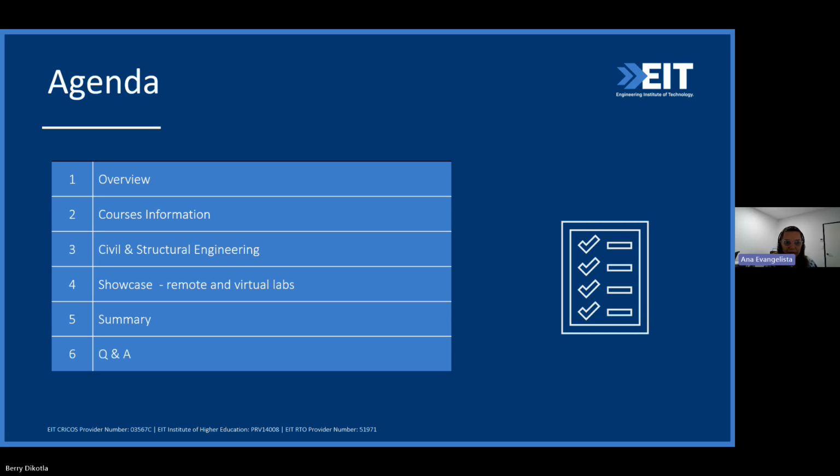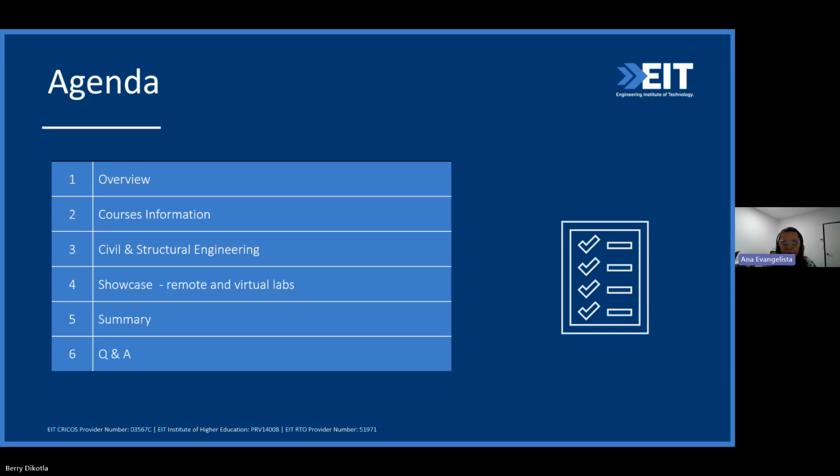Thank you very much, Barry, once again. Today the main idea is to discuss different aspects of civil structural engineering. That's why later on we're going to share with our participants some activities we normally offer to our students. We offer remote labs and virtual labs activities. And at the end, definitely we're going to have a Q&A session, so you can contact us if you need any other information regarding our civil and structural engineering course. To start with, I would like to give you an overview of the alternative engineering pathways at EIT.